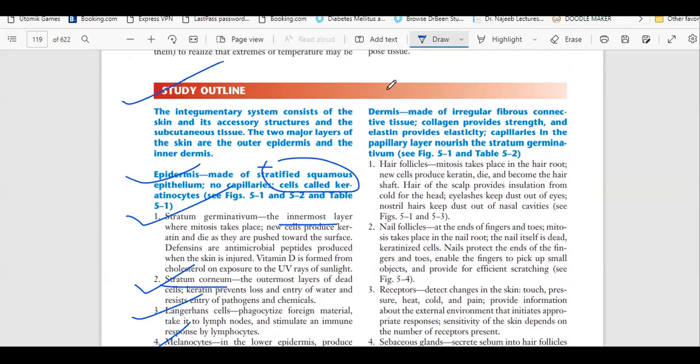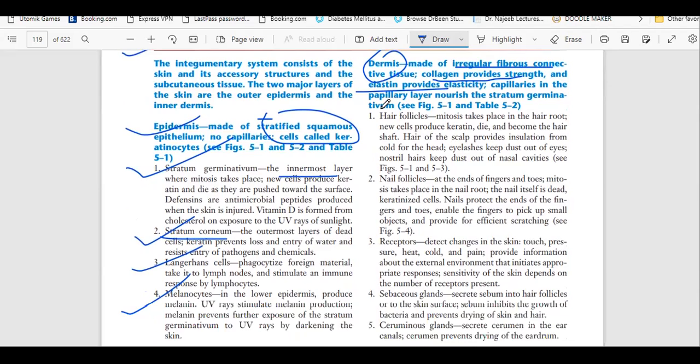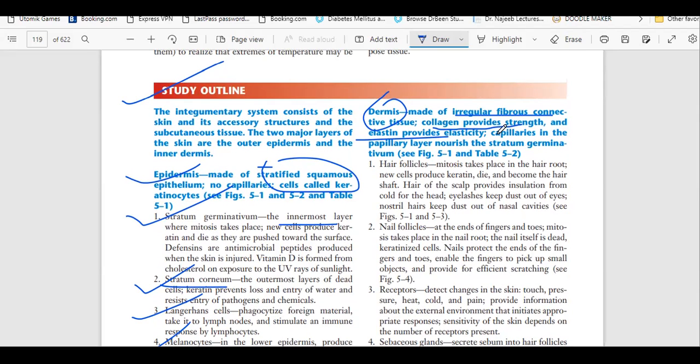Next we have the dermis. The dermis is made up of irregular fibrous connective tissue. It has collagen and elastin also, which make it very strong and give a young look. In old age these tissues and collagen become very ineffective. That's the reason in old age the skin loses its elasticity.